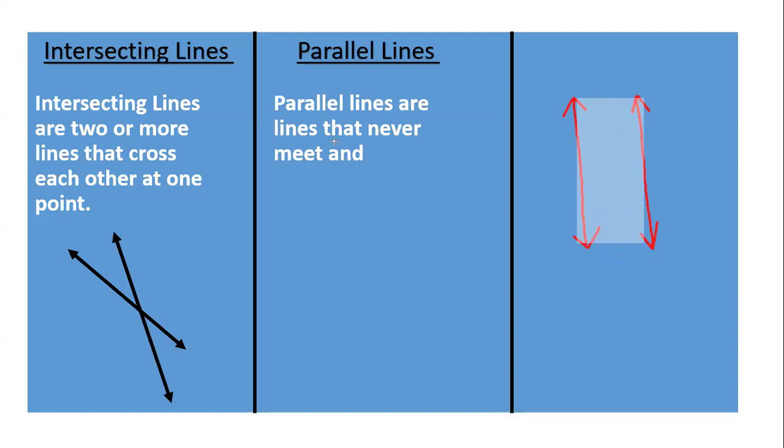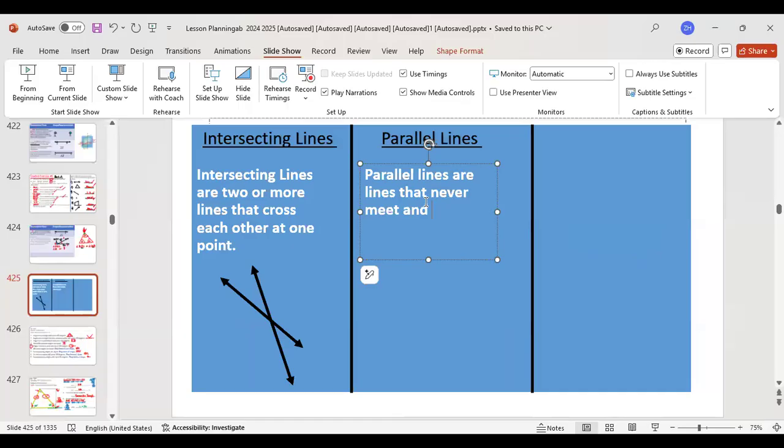Very good. So they are lines that never meet and are at what? Equal distance. They are equal distance apart from each other. Very good, so that's very important. And they stay the same distance apart from each other.